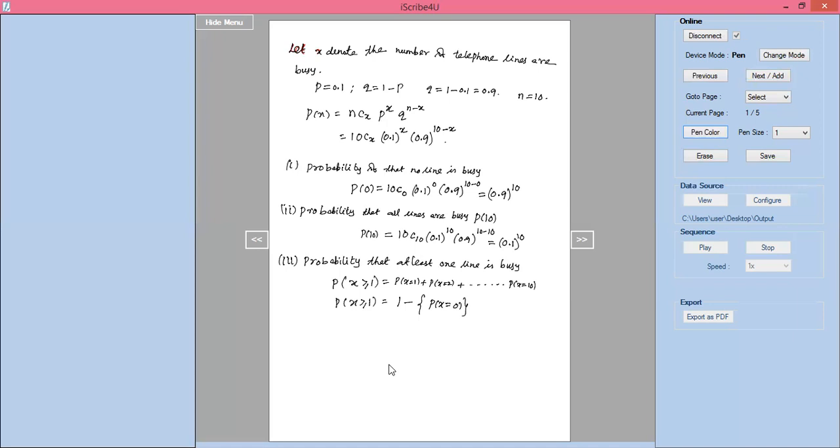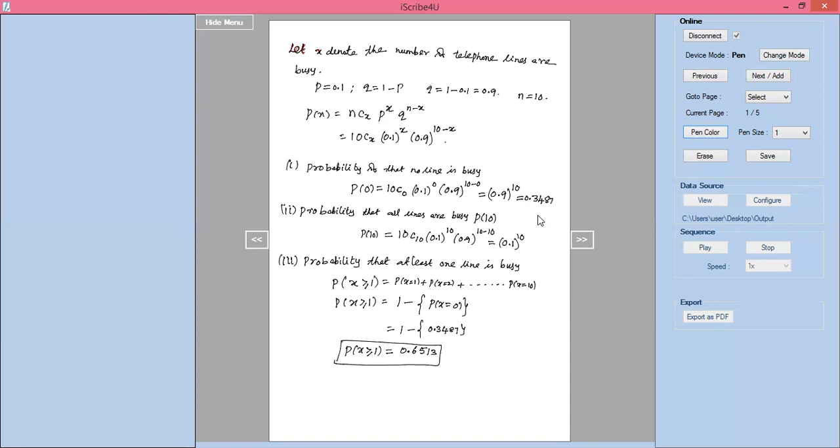I forgot to tell here, 0.9 whole power 10, if you use this in a calculator, you will get 0.3487. Already we found out x equal to 0 is 0.3487. So 1 minus 0.3487 is 0.6513. This is the probability of x greater than or equal to 1.